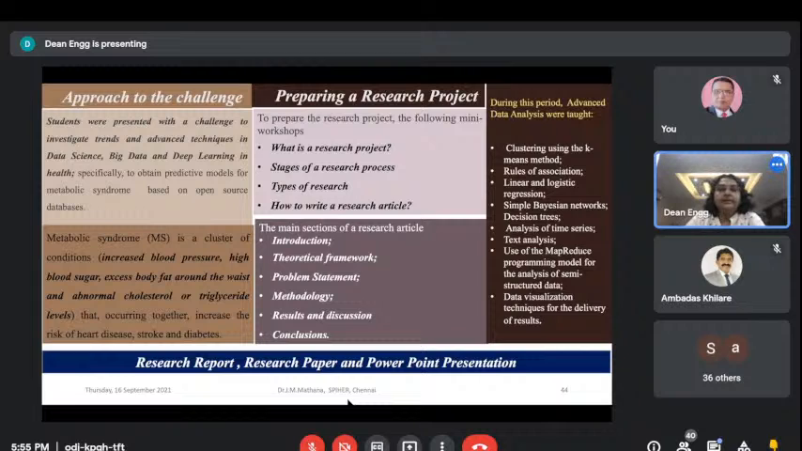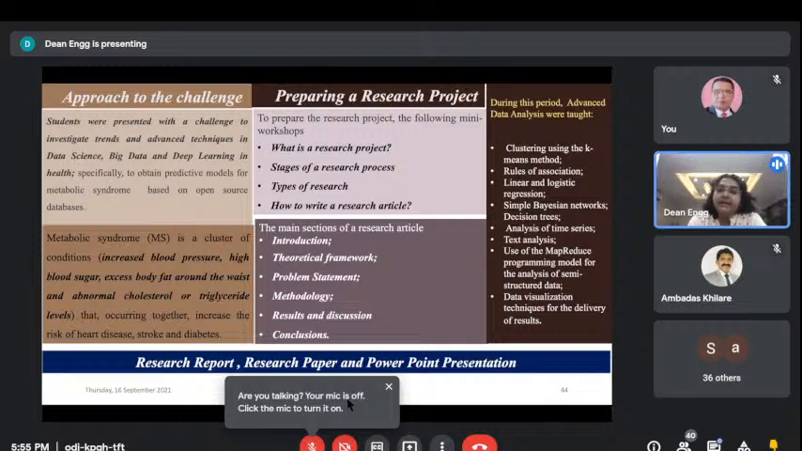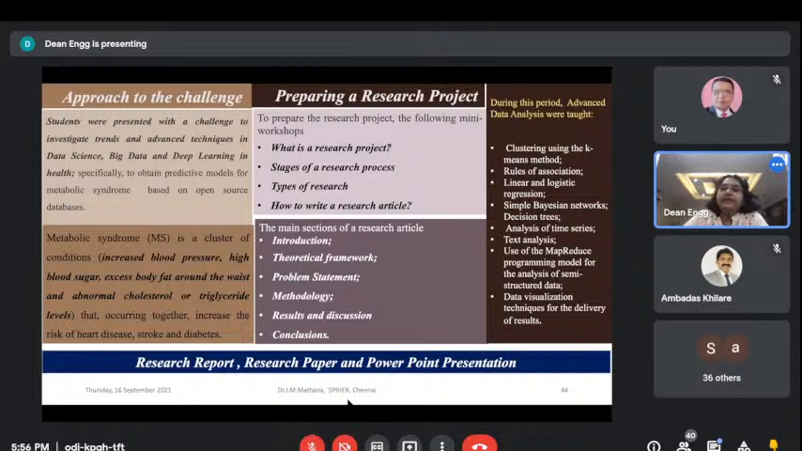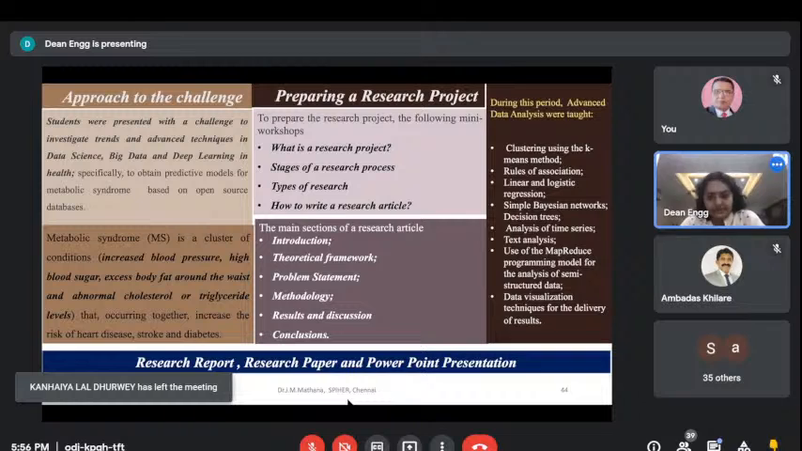Then after that, parallelly they conduct the next two modules of the subject, which consist of clustering using the k-means method and rules of association. These are the advanced portions of the particular subject. That was taken, right?